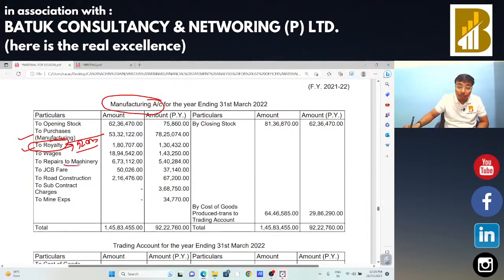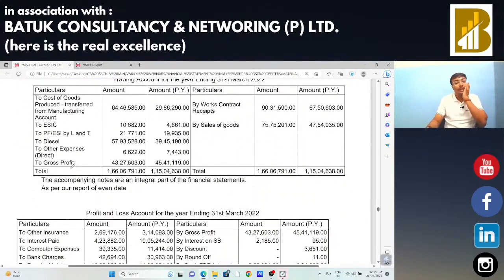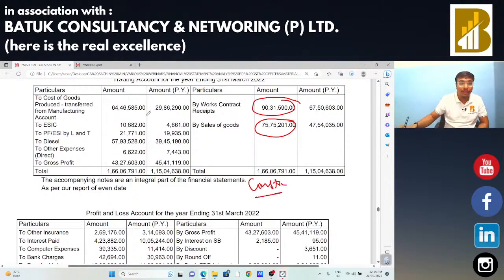Repair of machinery. In case of repair of machinery, GST will be available. So the party can claim the input tax credit on that machinery. Road construction expenditure, subcontract expenditure, there is no issue with that. Now, sir, sales of goods 75 lakh 75,201 and works contract receipt are there. This is the specific case study related to construction contract. In that case, ESI, PF, there is no issue with that.